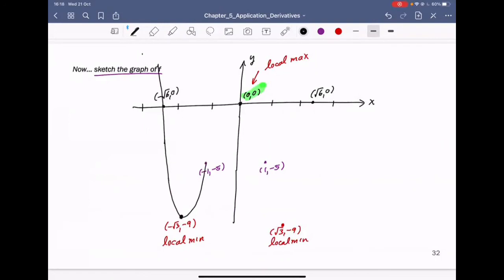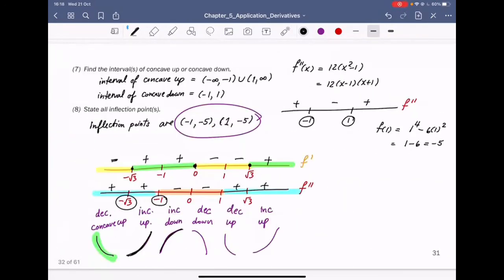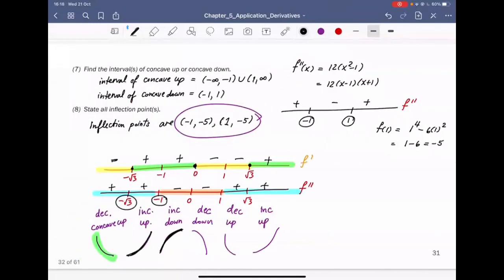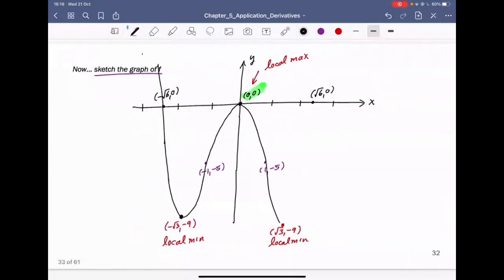Next, from -1 to 0, increasing, concave down. Next, from 0 to 1, it's going to be decreasing, concave down. And then the last two are going to be decreasing, concave up, then increasing, concave up. And the last one must be increasing, concave up, but it needs to pass through square root 6 here.